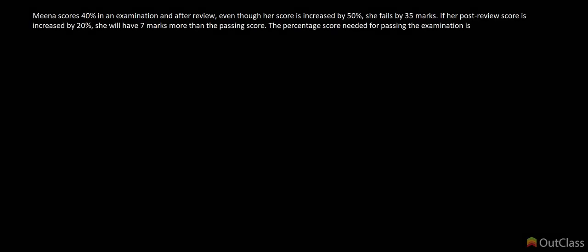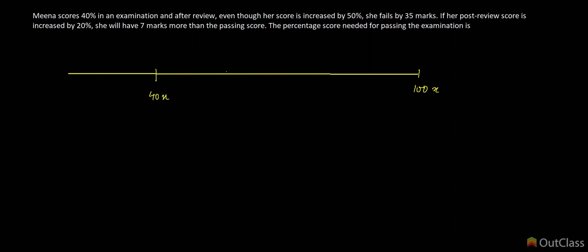So let's imagine that the total score for the paper was some 100x. She now has, let's say, 40x. That was her score. After review, her score increased by 50% and became 60x. She still failed by 35 marks. If this post-review score is further increased by 20%, it would have become 72x. And if she got that 72x, she would have scored 7 marks more than passing.